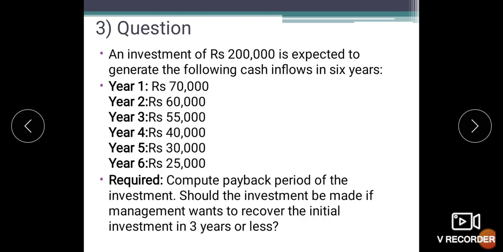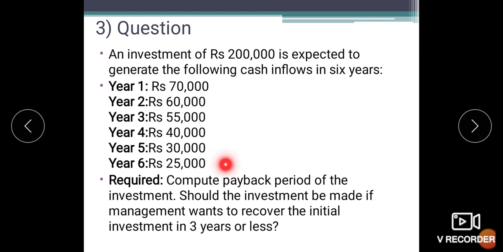Now we can see a particular question. An investment of rupees 2 lakh is expected to generate the following cash inflow in 6 years. First year 70,000, second year 60,000, third year 55,000, fourth year 40,000, fifth year 30,000 and sixth year 25,000. We can see in each year the cash inflows are different, unequal. You are required to compute the payback period. Should the investment be made if the management wants to recover the initial investment in 3 years or less? We need to give our opinion regarding that.